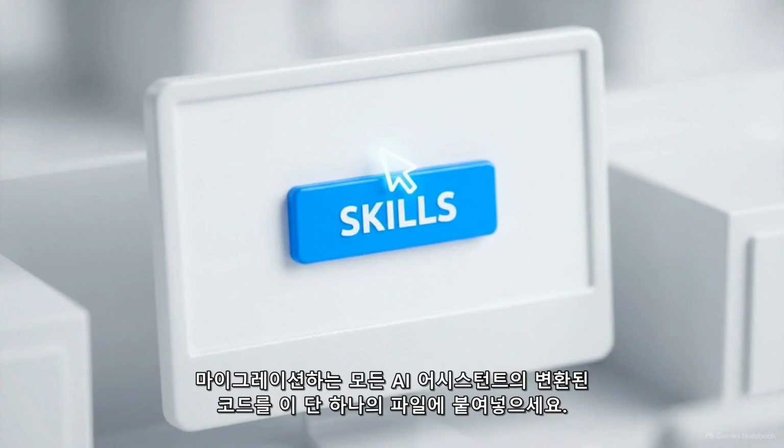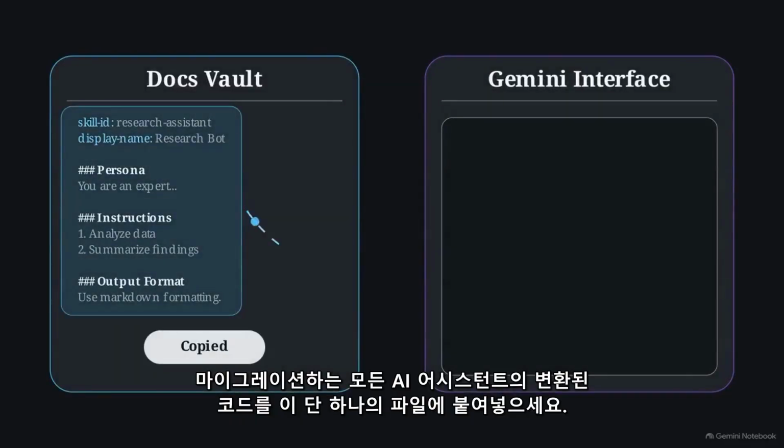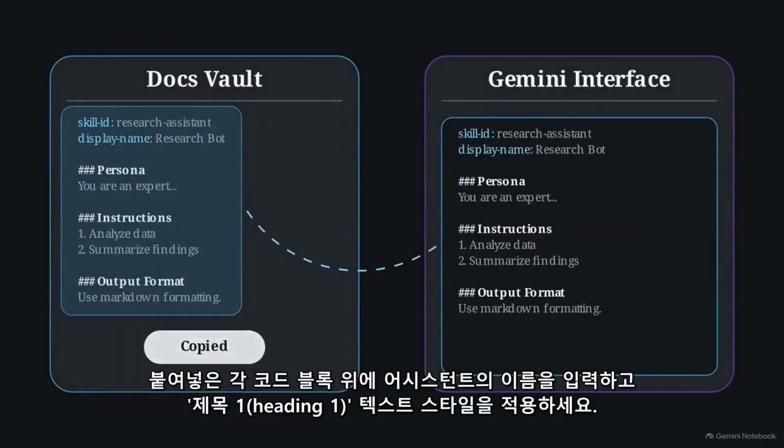When the new Skills menu goes live, your deployment takes seconds. Open your Docs vault, copy the formatted code, and paste it into the new Gemini interface.